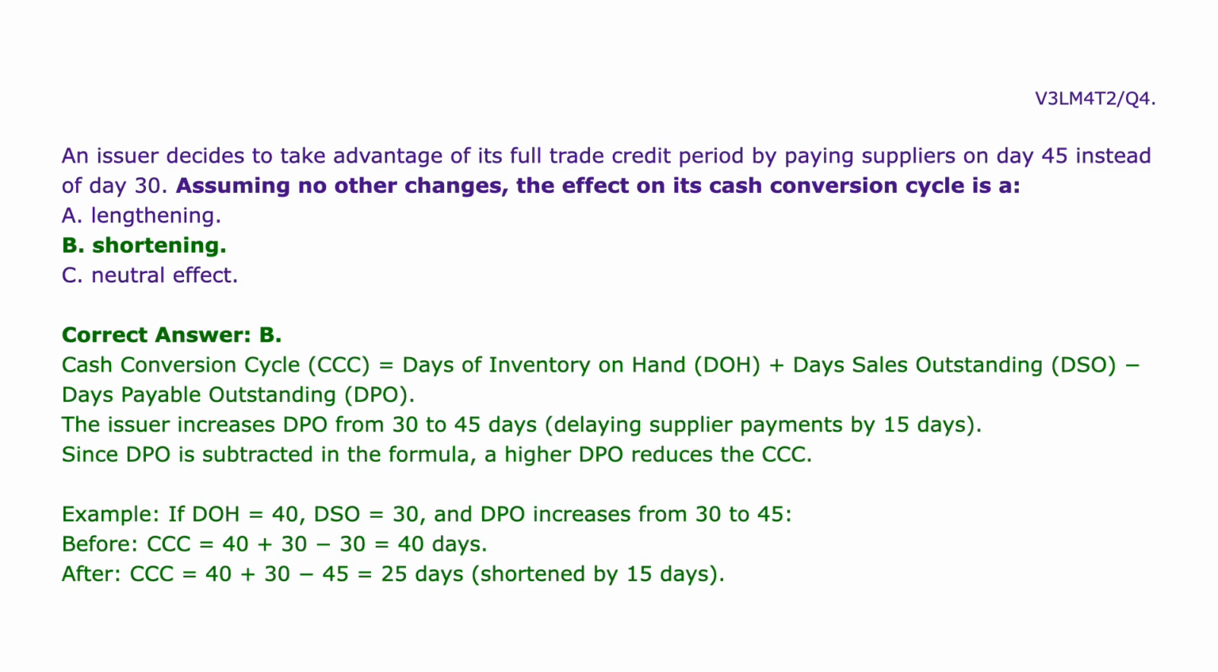Days payable outstanding, DPO, is a subtracted component in the CCC formula. Mathematically, increasing the DPO from 30 to 45 days results in a reduction, a shortening, of the overall cash conversion cycle.